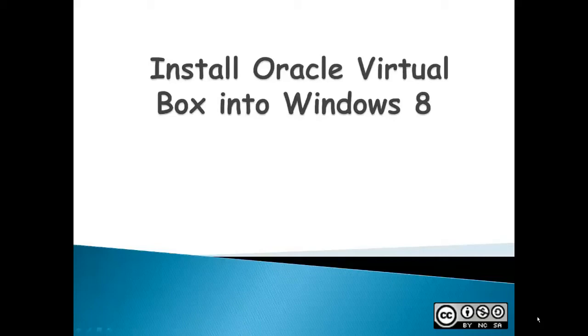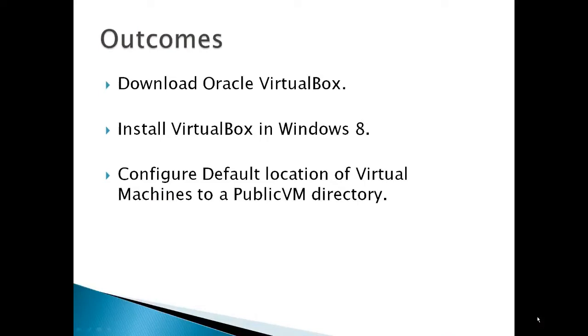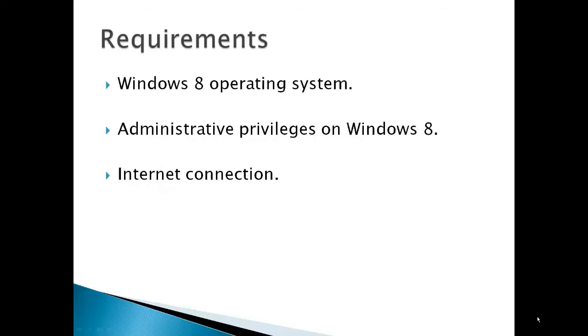This video is about how to install Oracle VirtualBox into Windows 8. Outcomes for this video would be to download Oracle VirtualBox, install VirtualBox in Windows 8, and then configure the default location of your virtual machines to a public VM directory. Of course, you could choose any directory you want. It's a demonstration just to show you how to change and control where your virtual machines can be stored.